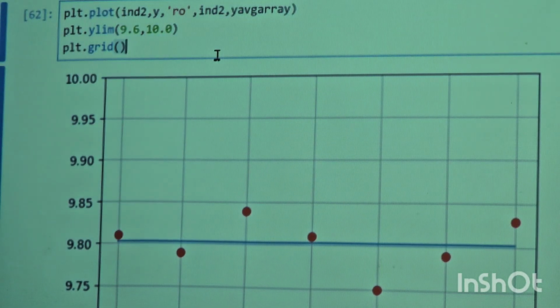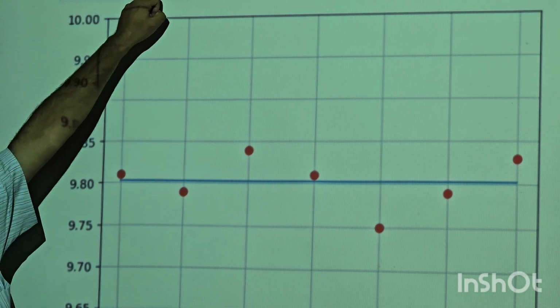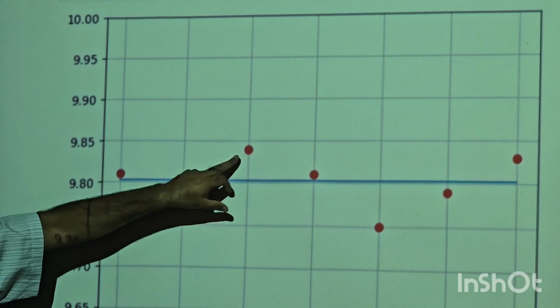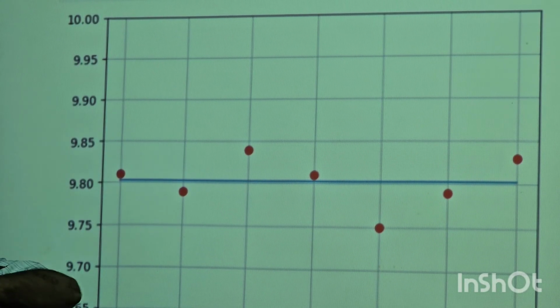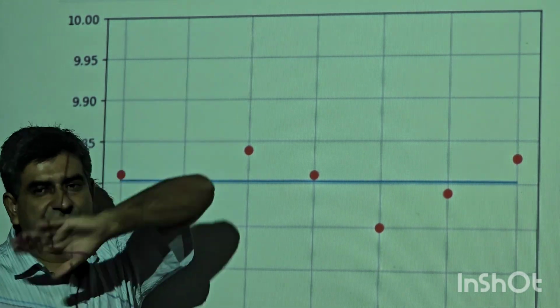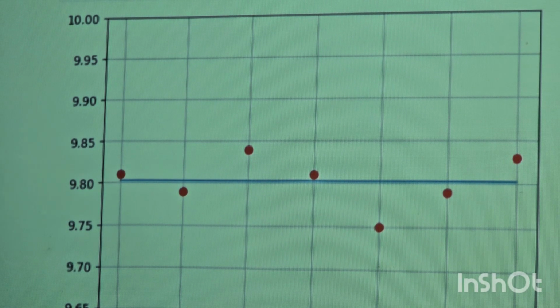Finally, I plot all of this. So if you look at this graph here, I plot y versus index 2. These are my data points. And since these are discrete data points, I plot them as red circles. Because these are discrete data points, I don't want to draw a line that connects these points. They should be respected as such. However, I would also like to make on the same grid another plot, a plot of the average value, which is of course a constant. I draw a line for that constant. So this is this blue line over here.